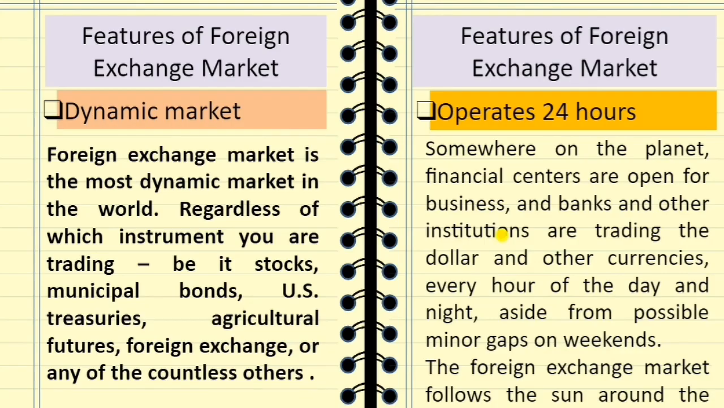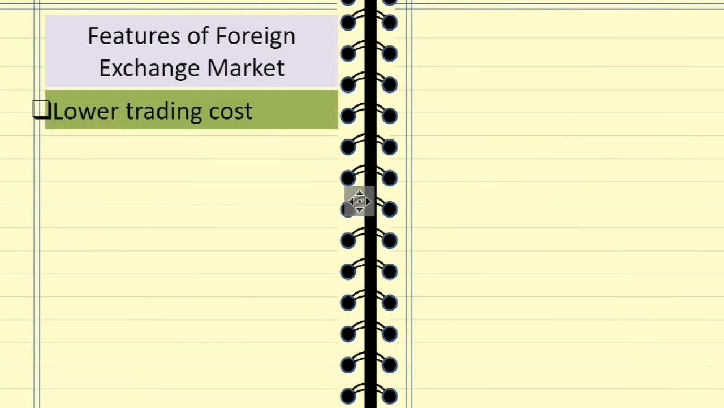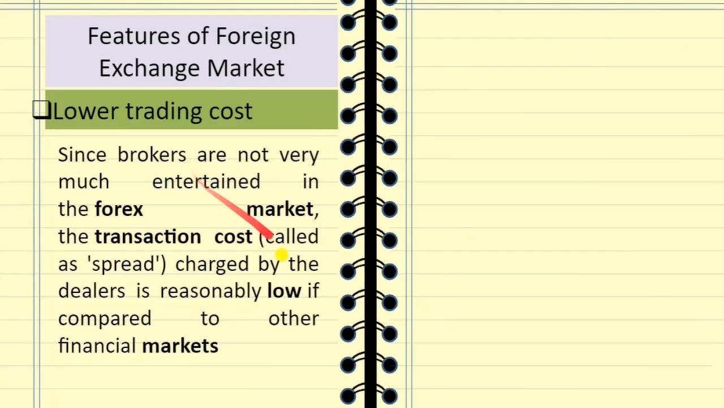Moreover, the lower trading cost is another feature of the foreign exchange market. Since brokers are not very much involved in the forex market, the transaction cost, also called the spread, charged by the dealers is reasonably low compared to other financial markets around the world.